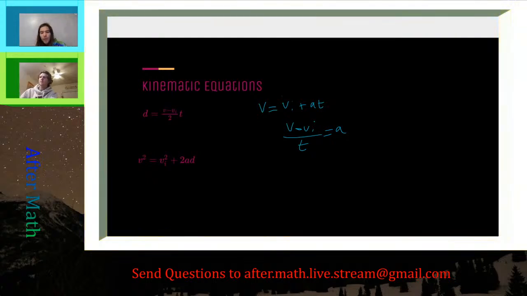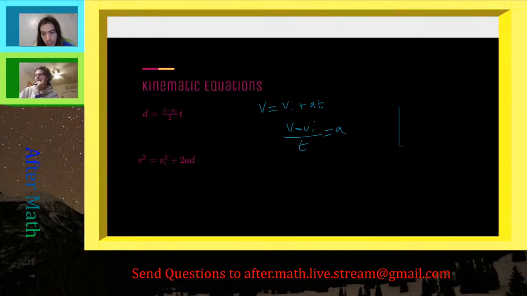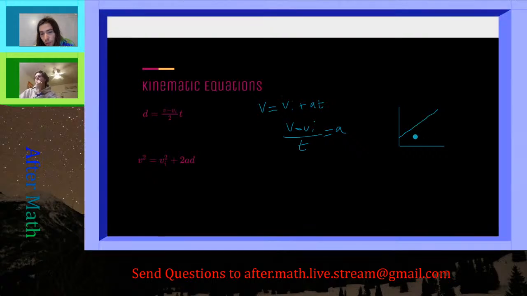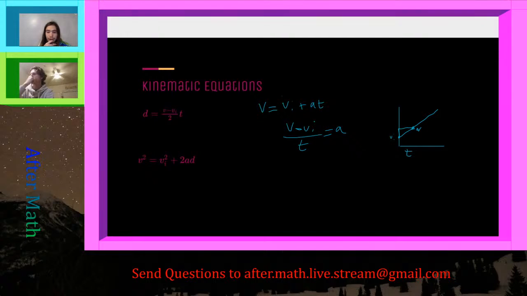It makes sense if this is a constant acceleration, because if you have a graph here, look at these straight lines. Straight lines for days. And if you remember, we have this slope. If we say that VI is here, and V is right here, and this is T down here, then it makes sense: our rise over our run is going to equal A.